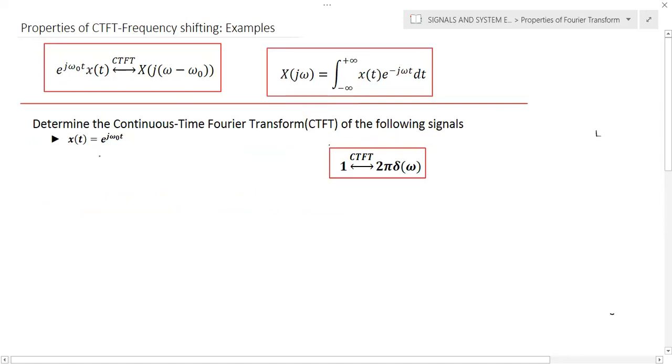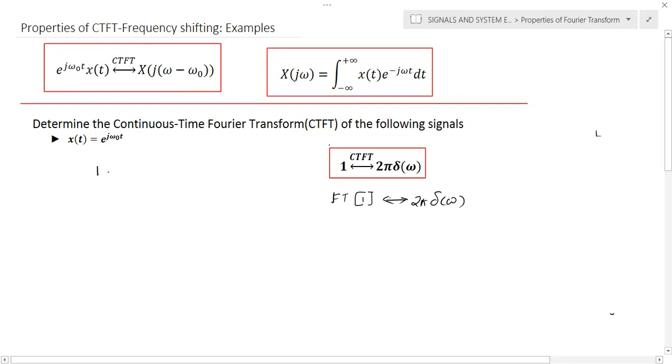We need to find the continuous time Fourier transform of the signal x of t equal to e raised to j omega 0 t. So this is a complex exponential signal, and we need to find its Fourier transform. To solve this question, we'll take one standard result, the Fourier transform of 1, which we already calculated in the previous lecture. The Fourier transform of 1 is equal to 2 pi into del of omega. If you know this result, we can easily find the Fourier transform of x of t equal to e raised to j omega 0 t.